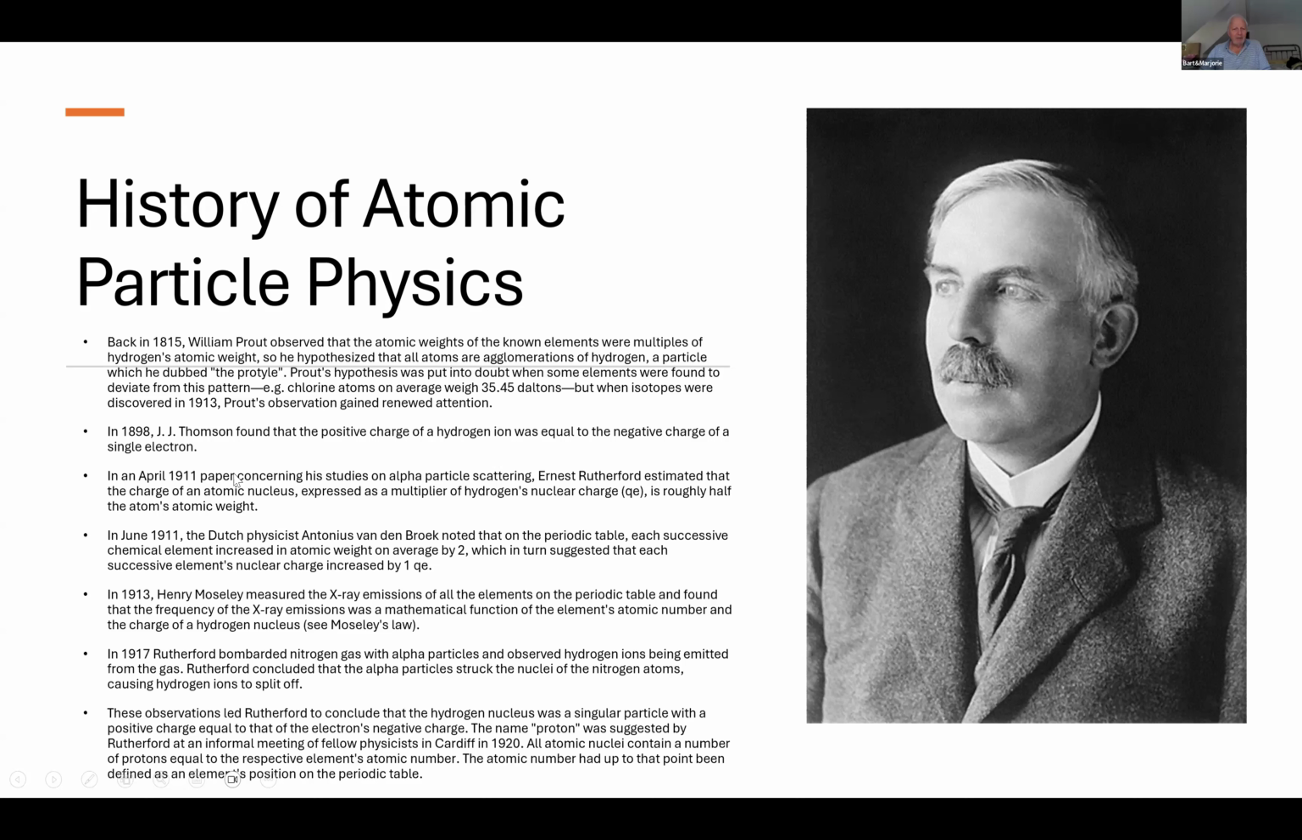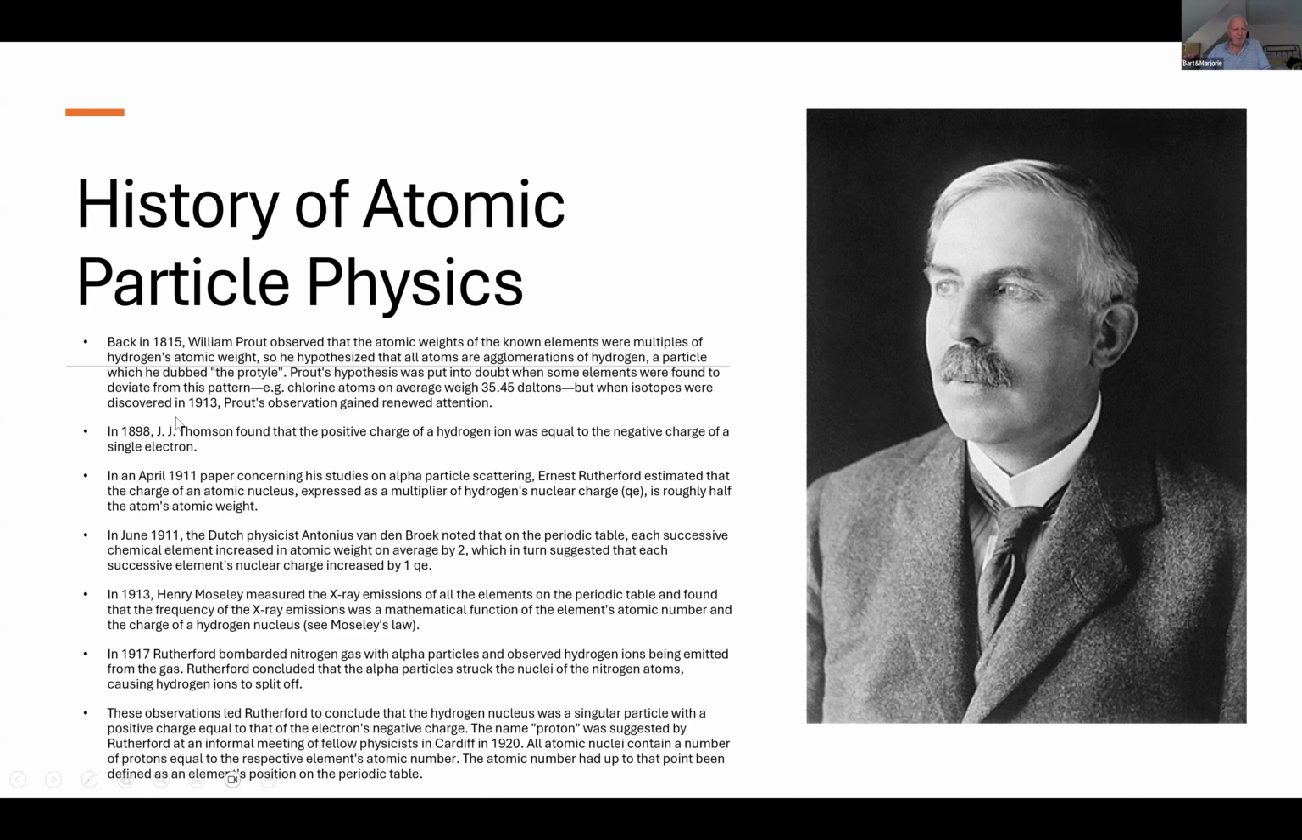When we go back to 1815, William Prout observed that the atomic weights of the known elements were multiples of the hydrogen atomic weight. So he hypothesized that all atoms are agglomerations of hydrogen, and the problem that they came up with was that this didn't seem to match the data, except that when you have this notion of isotopes, then his observation attracted new interest.